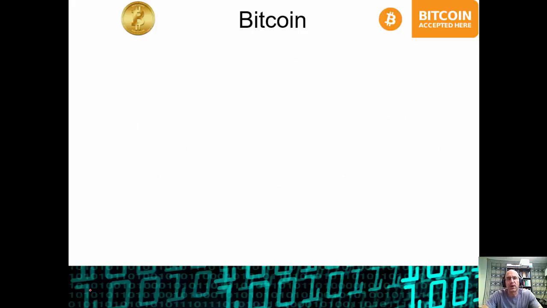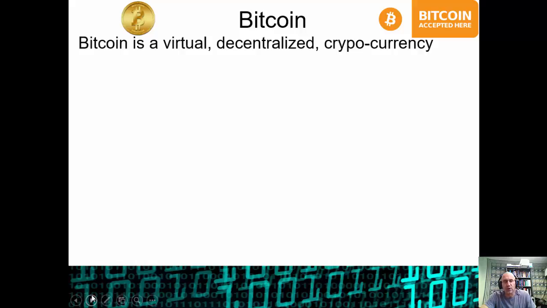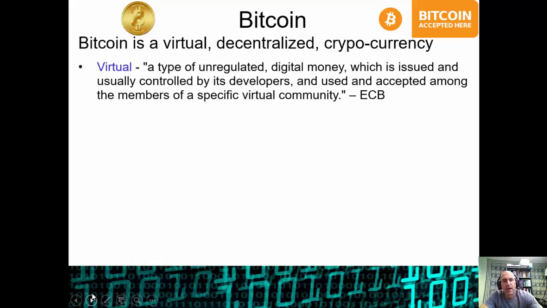All right, so first I want to explain what Bitcoin is, if you're not familiar with Bitcoin. Bitcoin is what's known as a virtual decentralized cryptocurrency. I'll go through and define what each one of these terms is. Virtual is a type of unregulated digital money which is issued and usually controlled by its developers and used and accepted among the members of a specific virtual community.